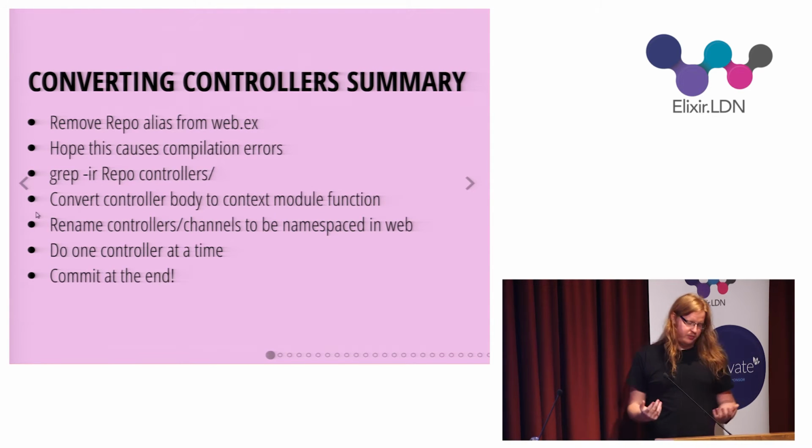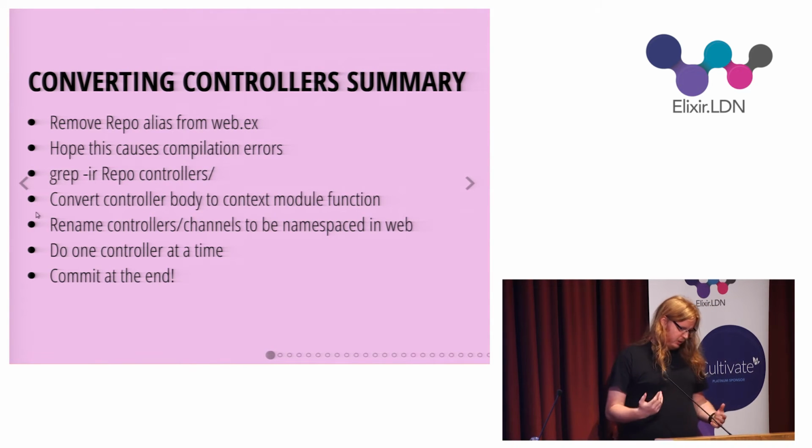So a quick summary of the way you can rename this. You want to remove the repo alias from your web.ex to cause compilation errors. Again, you can use grep liberally to see where you're using repo. This same thing, by the way, applies to channels and sockets. And it doesn't only apply to Phoenix or web applications.